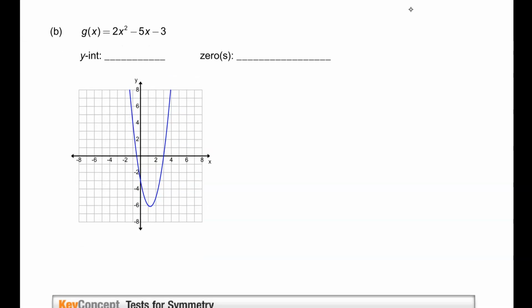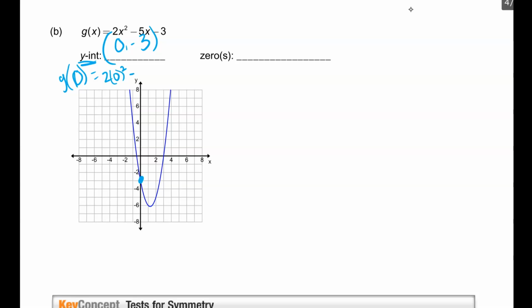This is the last part of the notes for today because we split this into 2 different days. So g of x equals this function. First, let's find the y-intercept. Remember, the y-intercept is where x is equal to 0. So x is equal to 0 right here, and it looks like it's at -3. The good way to find this is to take g of 0, so plug in 0 everywhere.